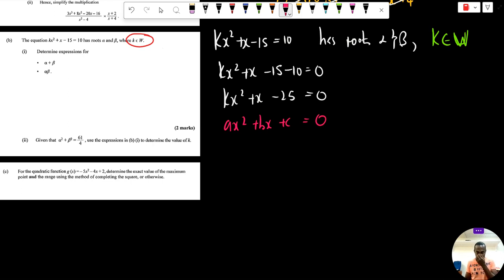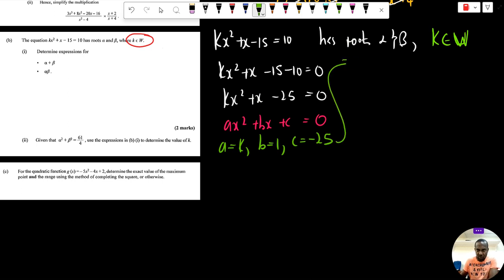And of course, when we make that comparison between the two forms, we should be able to recognize that a is equal to k, b is equal to 1, and c is equal to negative 25. All right, so that's what we have so far. Having expressed the quadratic in the form ax squared plus bx plus c equals 0, we identified that a, the coefficient of x squared, is equal to k, b, the coefficient of x, is equal to 1, and our constant term that is independent of x, c, is equal to minus 25.